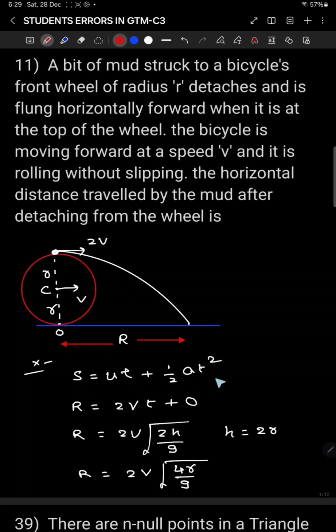So S equals ut plus half a t square along x-axis. X-axis displacement is nothing but range. Velocity along x-axis 2V, time t. X-axis no acceleration. Time of descent formula root of 2h by g. H means here 2r. Substitute to find range.